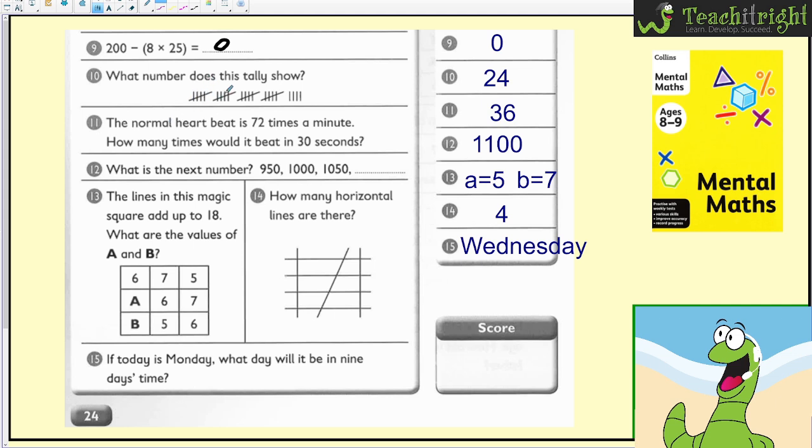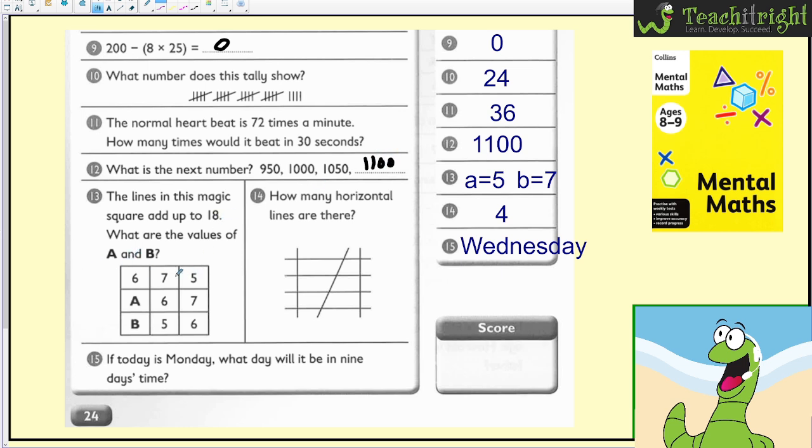With the tallies, remembering each of these patterns is a set of 5, so you've got 5, 10, 15, 20, plus 4, 24. A normal heartbeat is 72 times in 1 minute, so how many times would it beat in 30 seconds? Well, that's half a minute, so it's going to be half of 72, which is 36. What is the next number? 950, 1000, 1050, well that's going up in 50s each time, so it's going to be 1100.